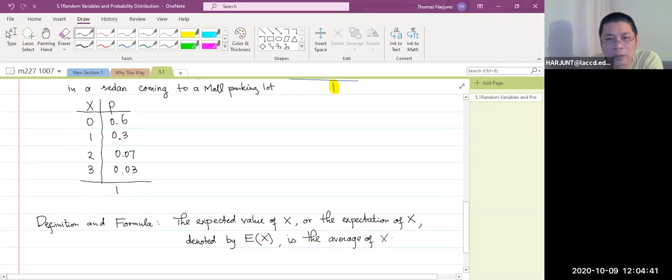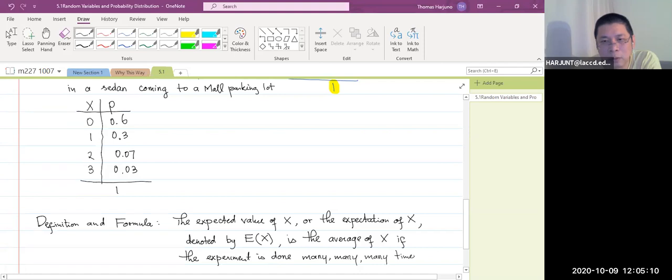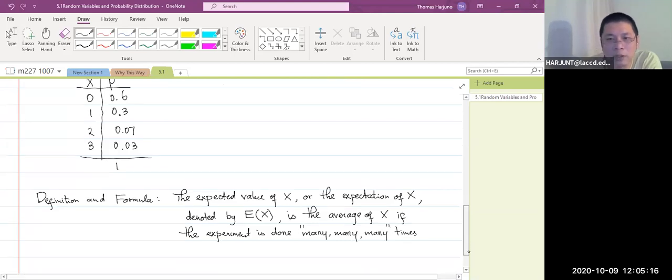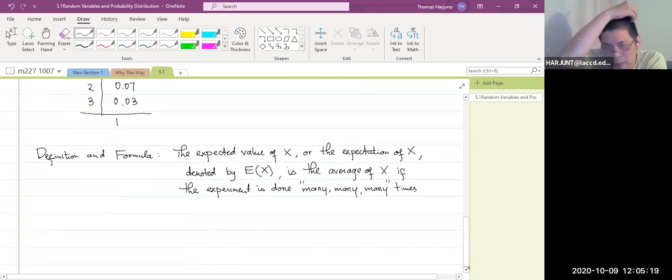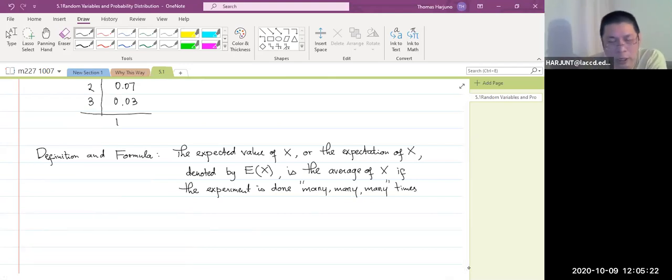of X if the experiment is done many, many, many times. Now the word many, many, many times here refers to a very big number. Well, what do you mean by very big numbers? Once you say a number, that's not enough. Even if you say 1,000 times, now it should be more than that. How about 3,000 times? Now it should be more than that. How about 10,000? It needs to be more than 1 million, more than that.